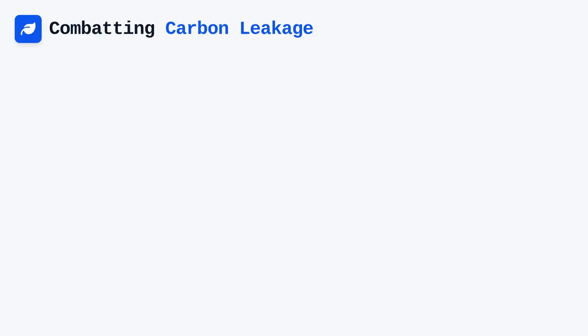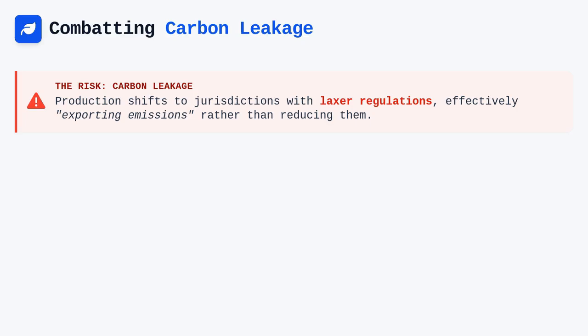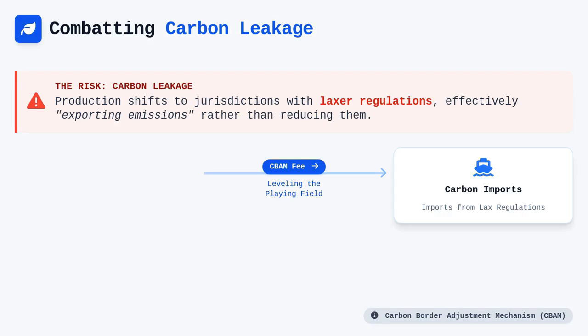A significant concern for policymakers implementing these taxes is carbon leakage, which occurs when production shifts to jurisdictions with laxer regulations. To mitigate this risk, countries often implement carbon border adjustment mechanisms, which impose a fee on imports equal to the carbon price producers would have paid domestically.